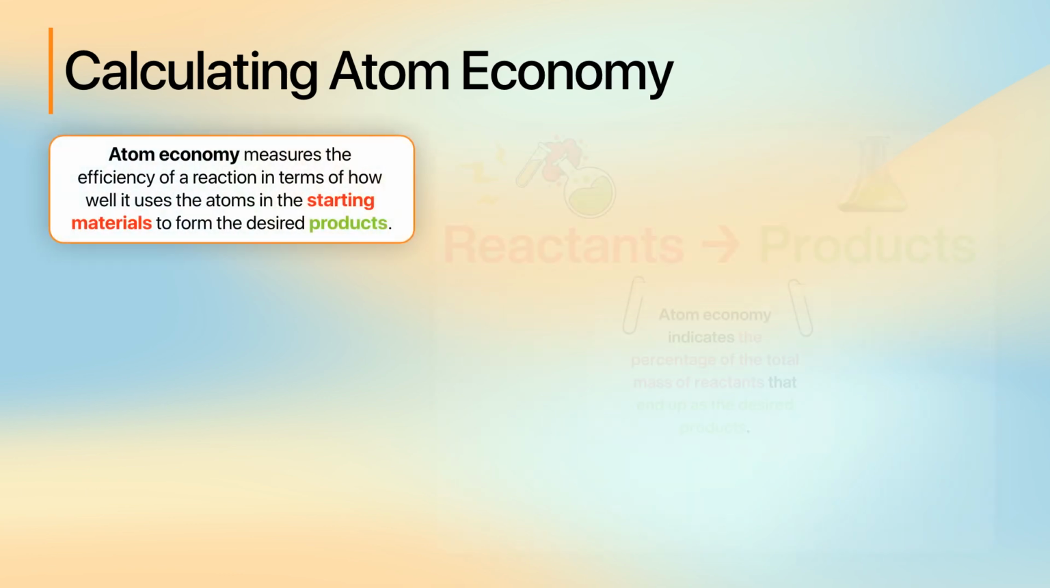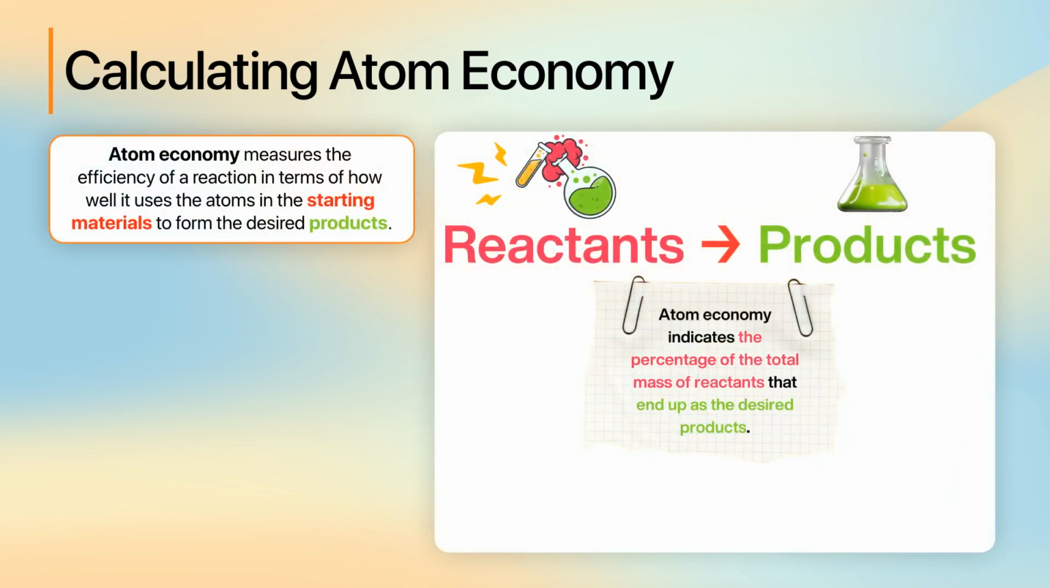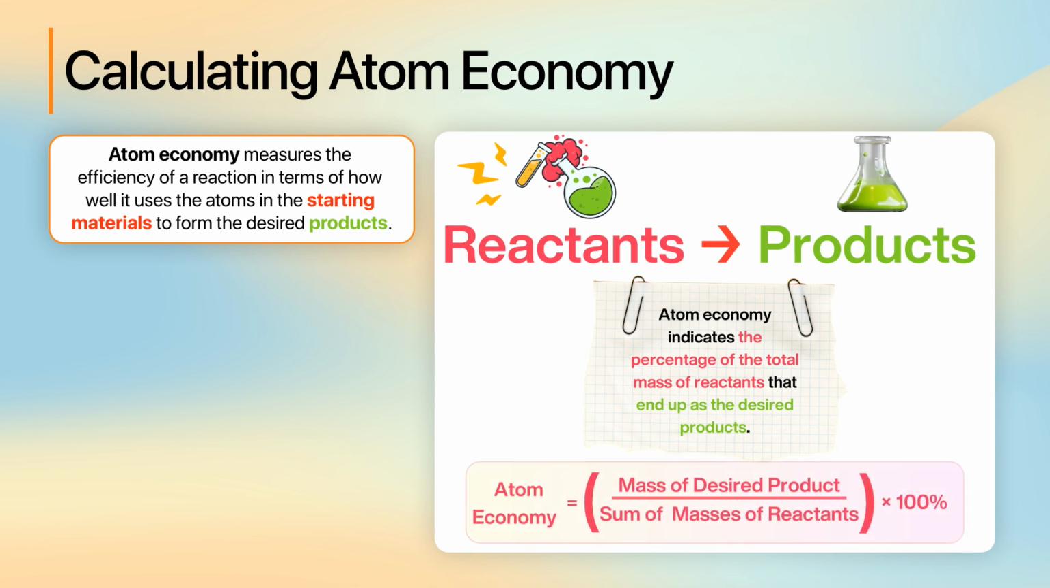First, let's recap atom economy and percentage yield. Atom economy measures the efficiency of a reaction in terms of how well it uses the atoms in the starting materials to form the desired products. It is calculated using this equation: mass of desired product divided by sum of masses of reactants times 100.